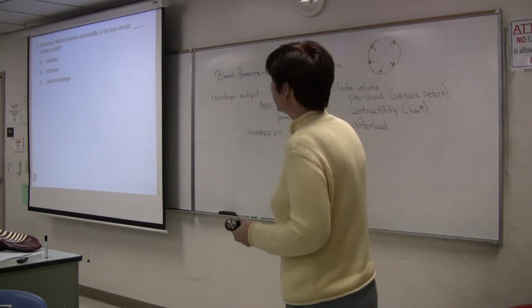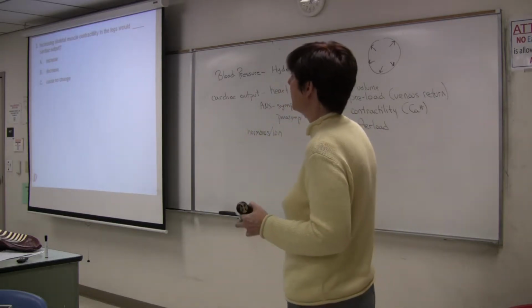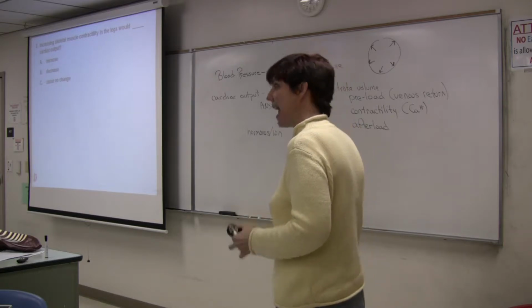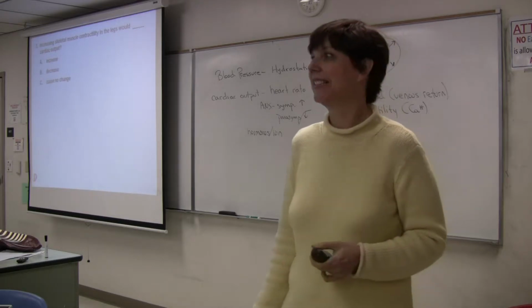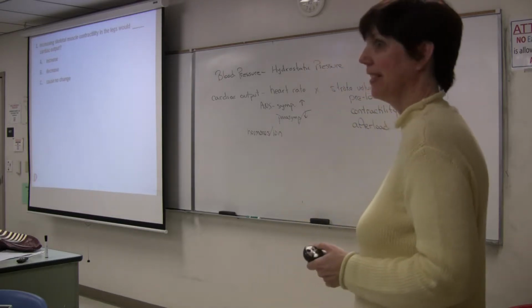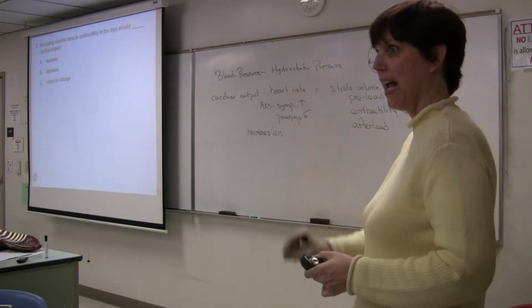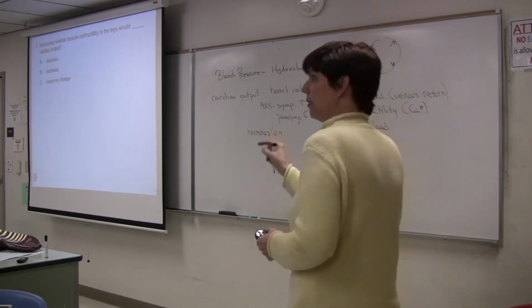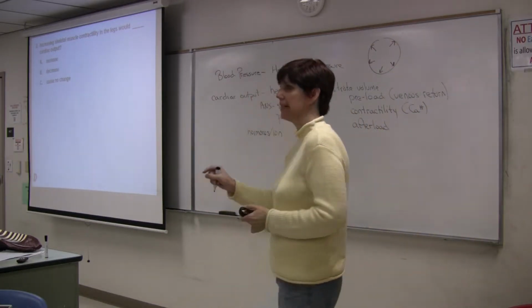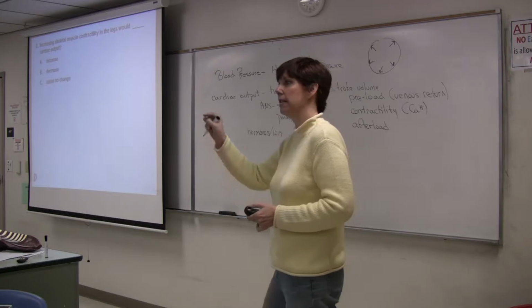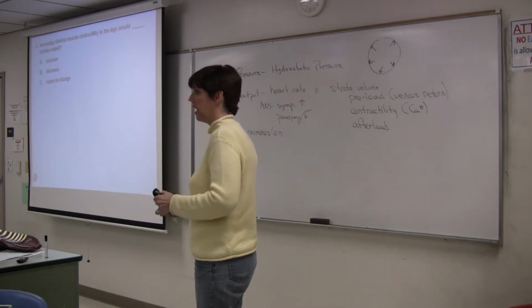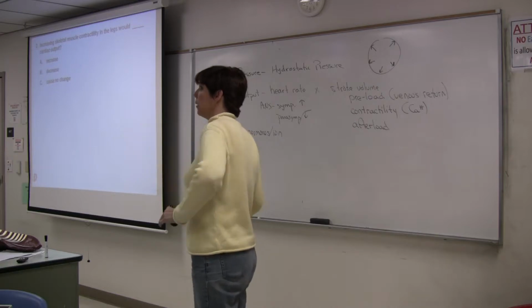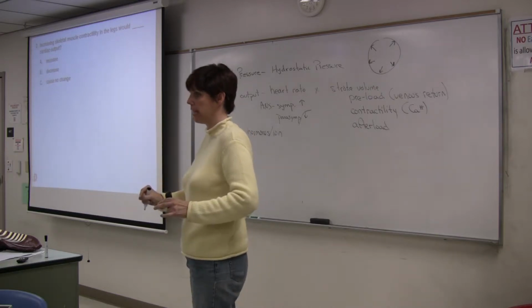All right, increasing skeletal muscle contractility in the legs would do what to cardiac output? It's going to increase venous return. There you go. And increasing venous return is going to increase stroke volume. And increasing stroke volume would increase cardiac output. Okay, that's how I want you to think about the question for the exam on Thursday.